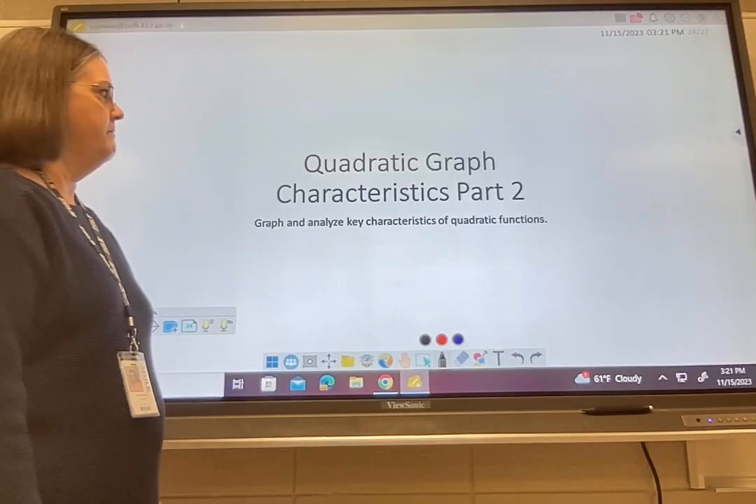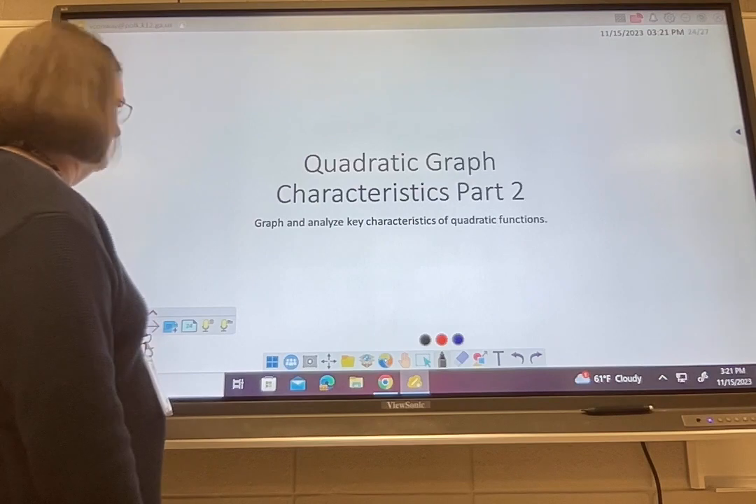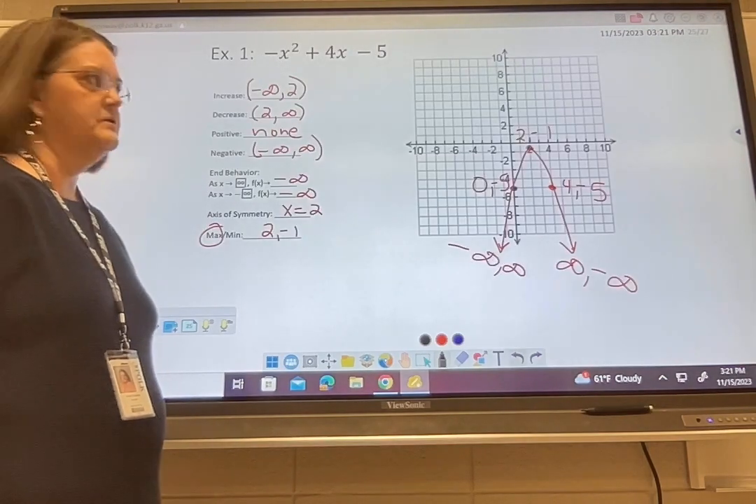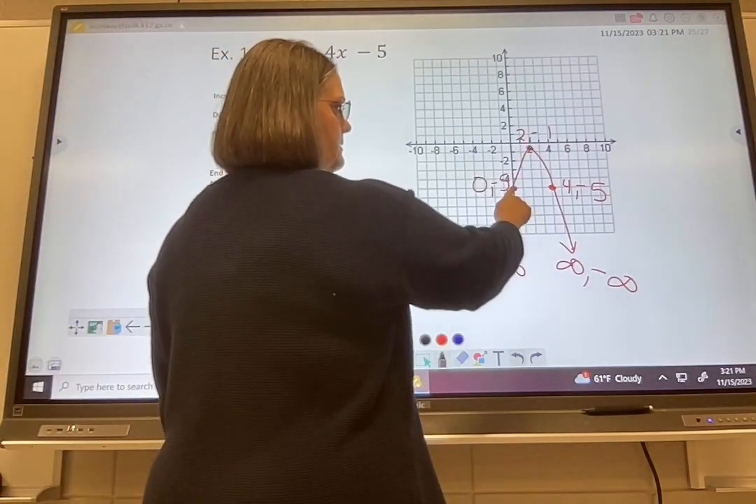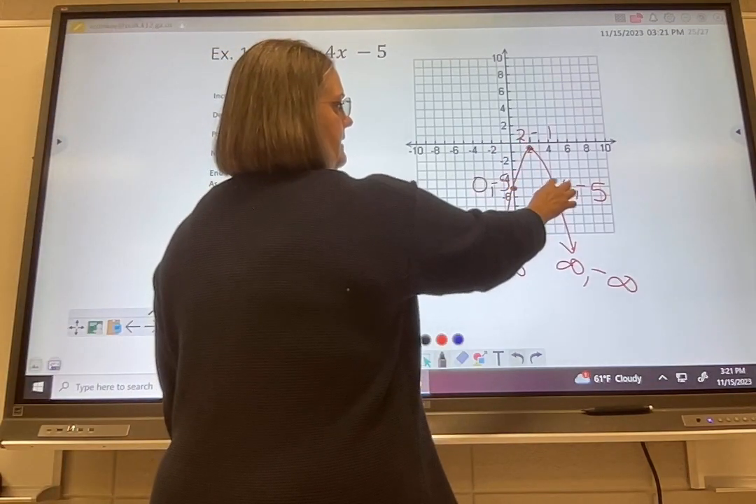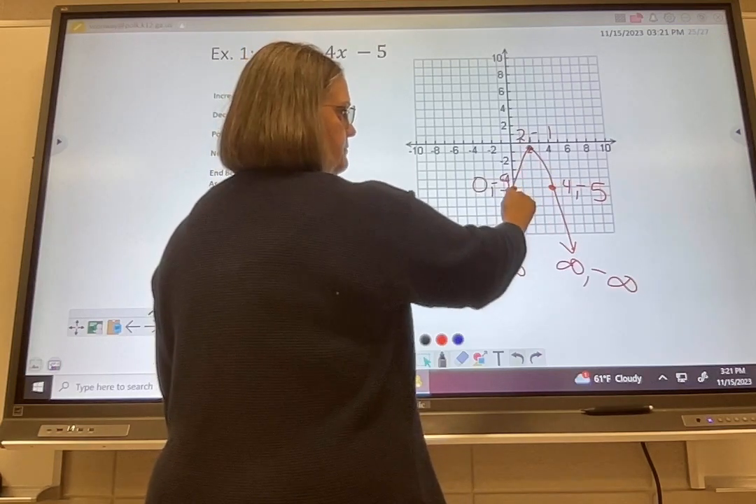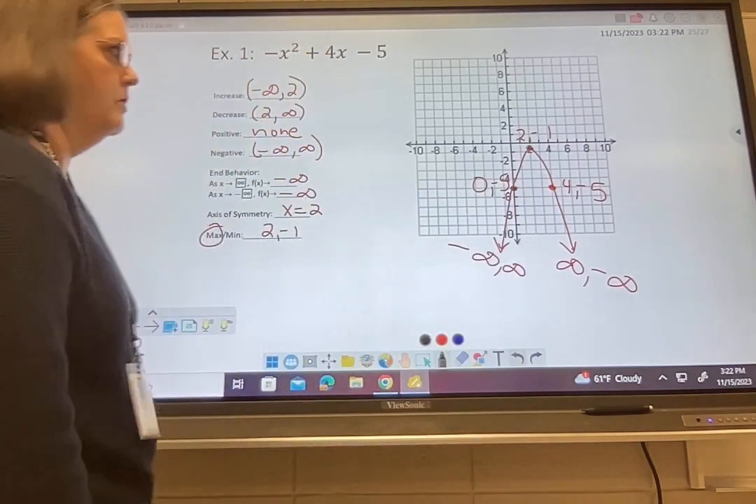Okay, this is graph characteristics part 2 of the quadratic for the next day. All right, this is our function. I put it into Desmos and graphed it and got all these points. This is our vertex. This is the y-intercept. And this is just another point of interest that I put over here, because it was right directly across from here, just to get the shape of the bell curve.